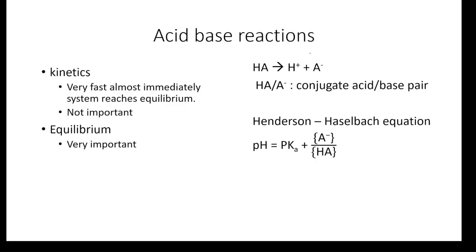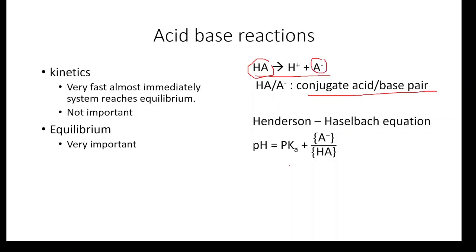So kinetics is not important in the case of acid-base reactions. Okay, what is important here? Equilibrium. So how far the reaction is going is more important than how fast the reaction is going. Apart from that, if there is some HA, meaning acid, and it dissociates into H plus and A minus, then A minus is called the conjugate base. So this is the acid, this will be the conjugate base, and together they are called a conjugate acid-base pair.